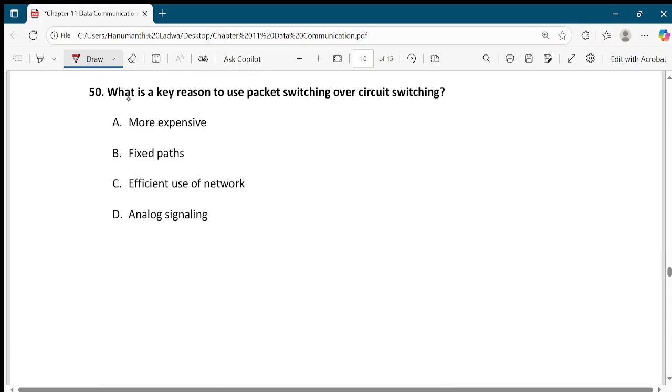Question number 50. What is the key reason to use packet switching over circuit switching? Option A, more expensive, B, fixed paths, C, efficient use of network, D, analog signaling. Here option C, efficient use of network, is the right answer.